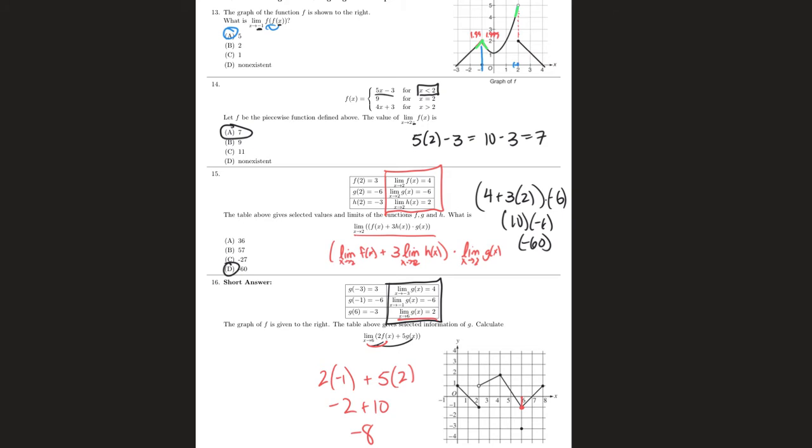This learning objective uses a lot of other things, but if you can figure out your limits using tables and graphs and that type of thing, you can use the algebraic properties, just remembering that this limit can break up into a lot of different pieces, and then you can use it individually.